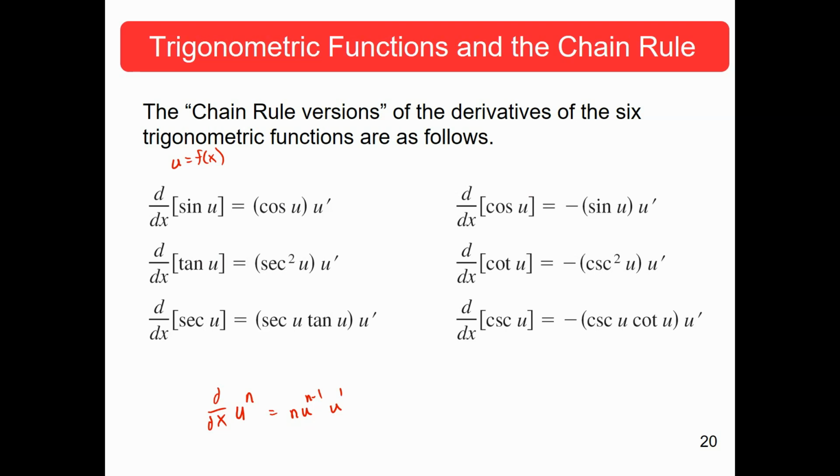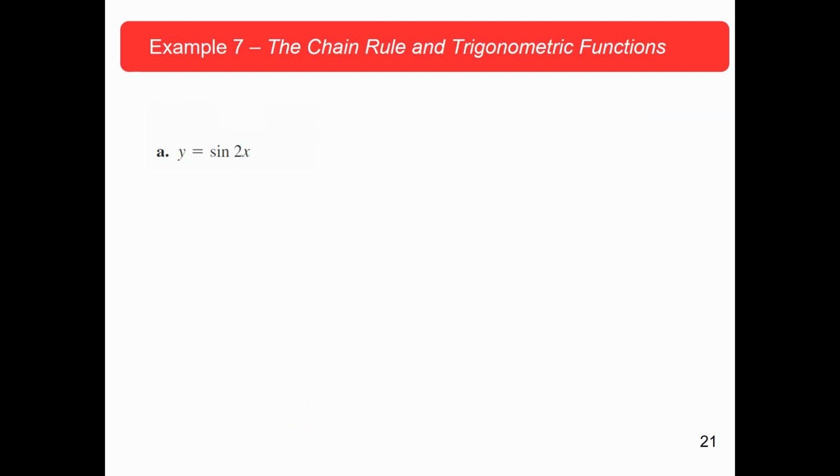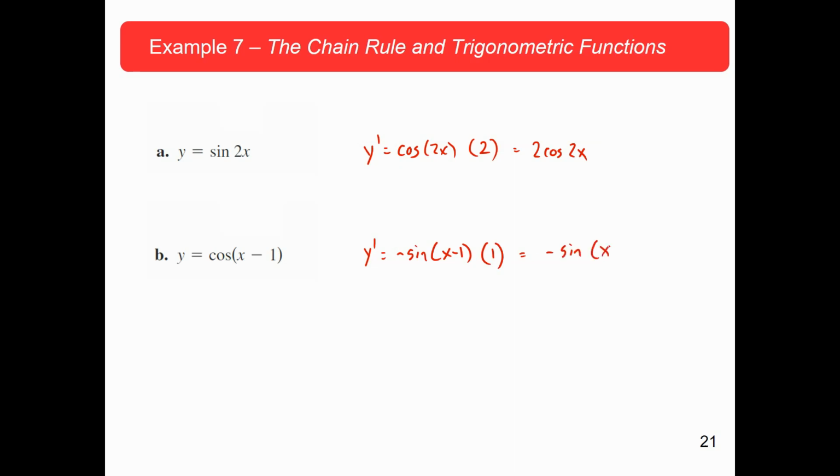Okay, so examples. y equals sine of 2x. What's the derivative? Well, the derivative of sine is cosine, right? And we leave the argument alone. But we do have to tack on the derivative of the argument. So we get 2 cosine of 2x. What about cosine of x minus 1? Once again, we have the cosine of a function. So what's the derivative of cosine? Negative sine, leave the argument alone, but then tack on the derivative of the argument. So we just get negative sine of x minus 1.